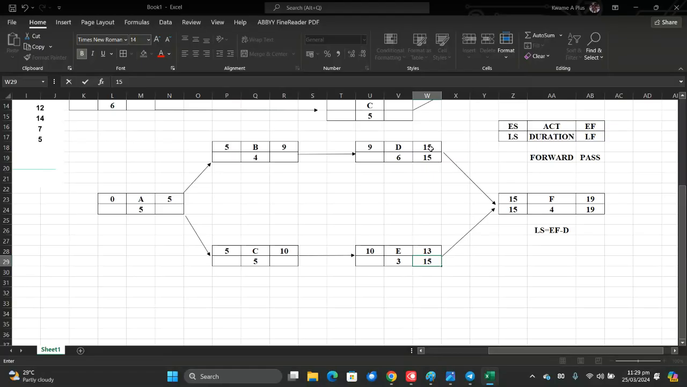So we apply the formula to find the latest start for each of these activities. It becomes 15 minus 6, here becomes 9. And then 15 minus 3, here becomes 12.